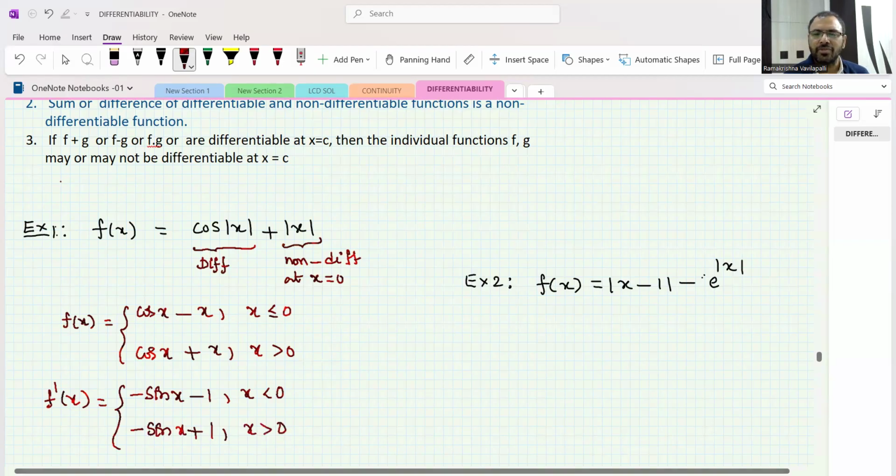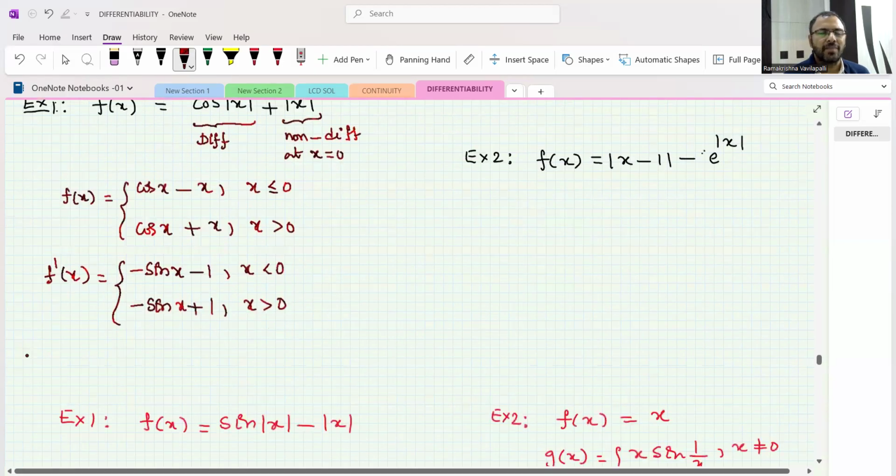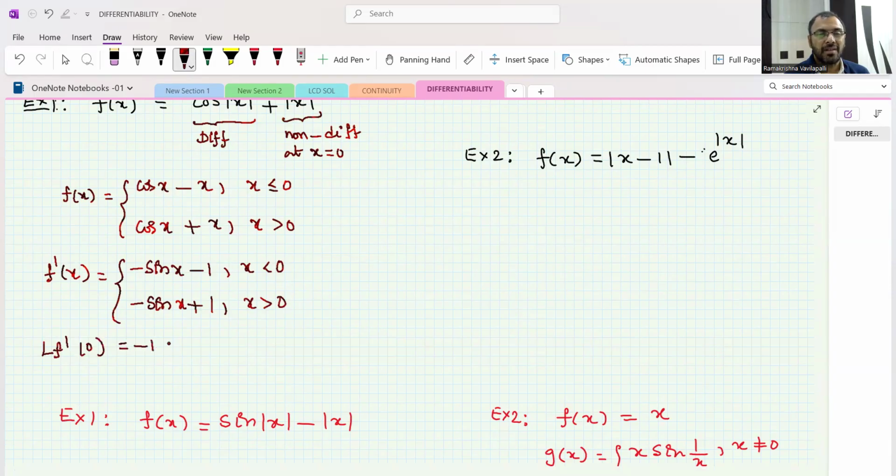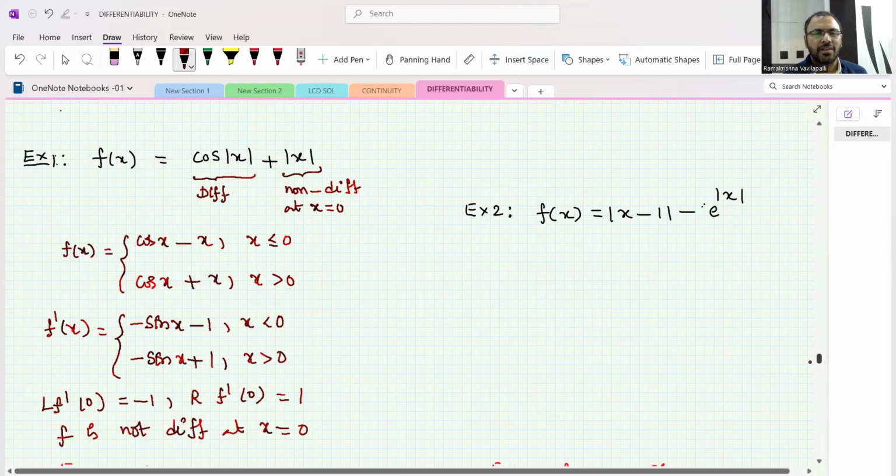Here clearly you observe that LF dash of 0 is equal to minus 1, RF dash of 0 is equal to 1. So here both are not equal. F is not differentiable at x equal to 0. So here the sum of a differentiable and a non-differentiable function is not differentiable at 0.